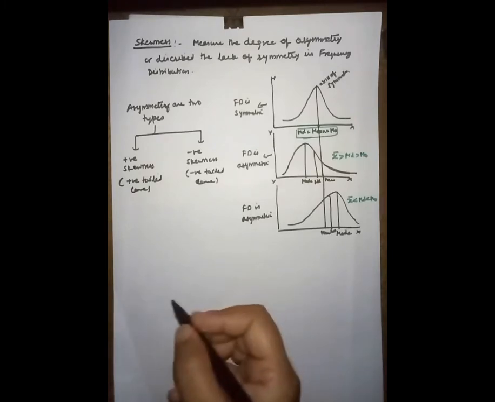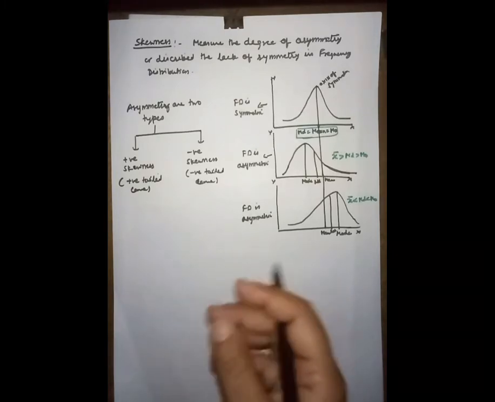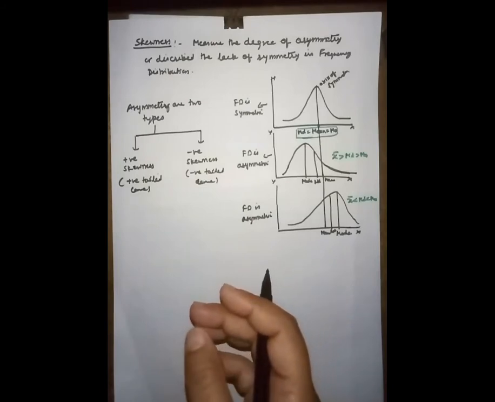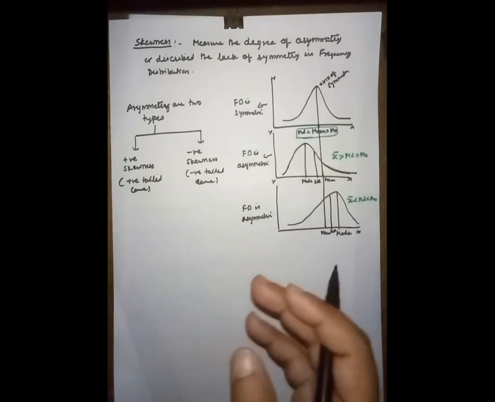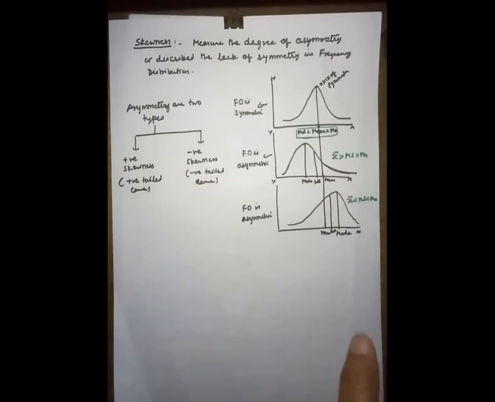Now, how do you measure skewness? A measure of skewness tells us the direction and extent of skewness, right?